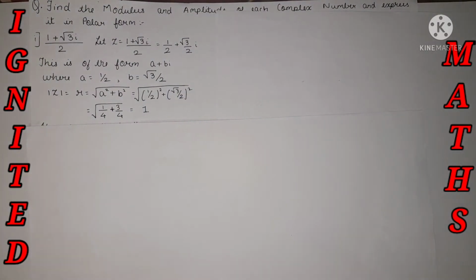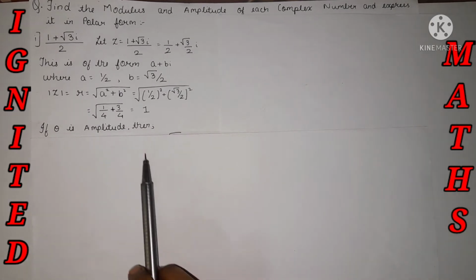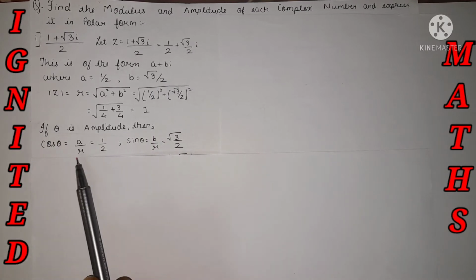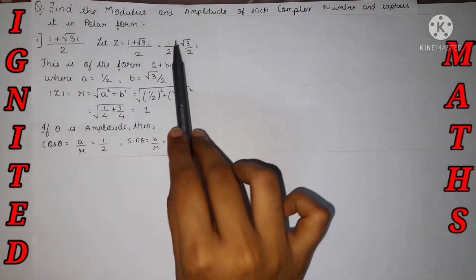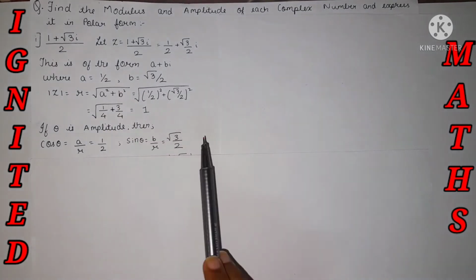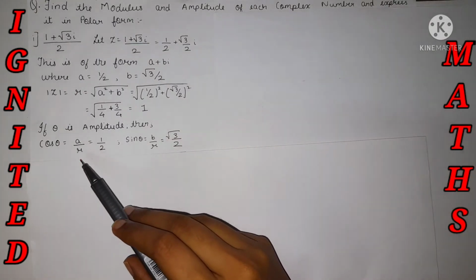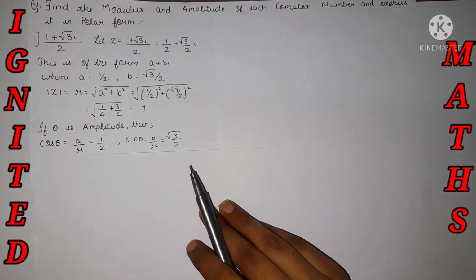Now let's move to the amplitude. I said that if theta is the amplitude, we denote the amplitude as theta. So cos theta is equal to a by r and sin theta is equal to b by r. A is nothing but, comparing with the given equation, a is equal to 1 by 2 and b is equal to root 3 by 2. We also have the value of r, so just put it over here and we will get the answer of sin theta and cos theta.